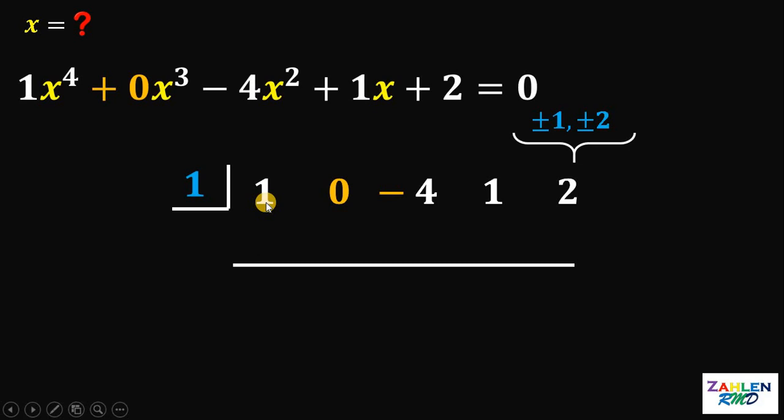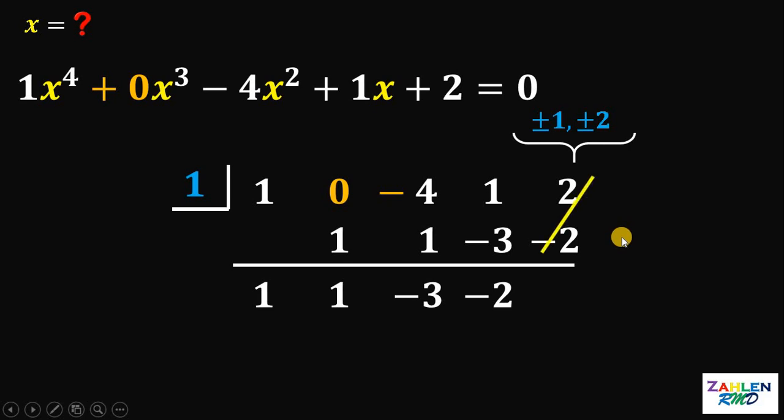So let's have the synthetic division. First thing to do is to bring down the first number. Then 1 times 1 will give us 1. 0 plus 1 is 1. 1 times 1 will give us 1 again. Negative 4 plus 1 will give us negative 3. Negative 3 times 1 is just negative 3. 1 plus negative 3 will give us negative 2. Then negative 2 times 1 will give us negative 2. Now for the last entry, 2 plus negative 2 is just 0, meaning that x equals 1 is a solution to this equation.